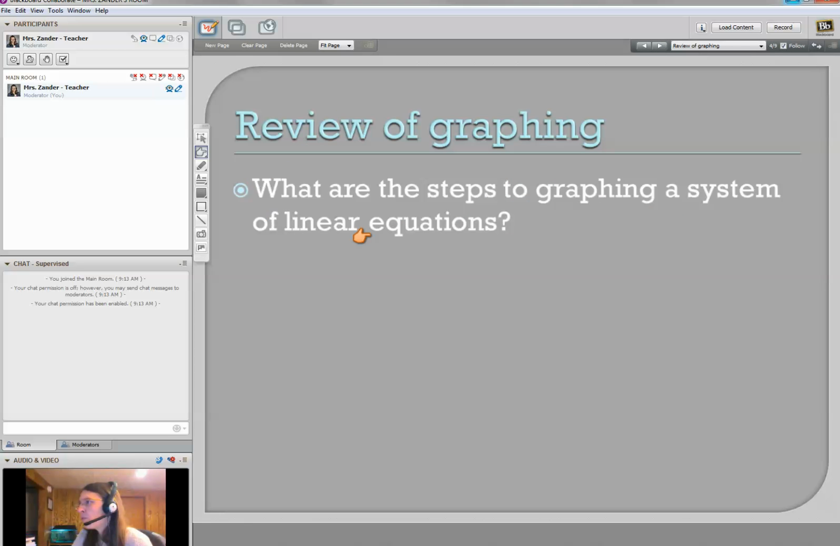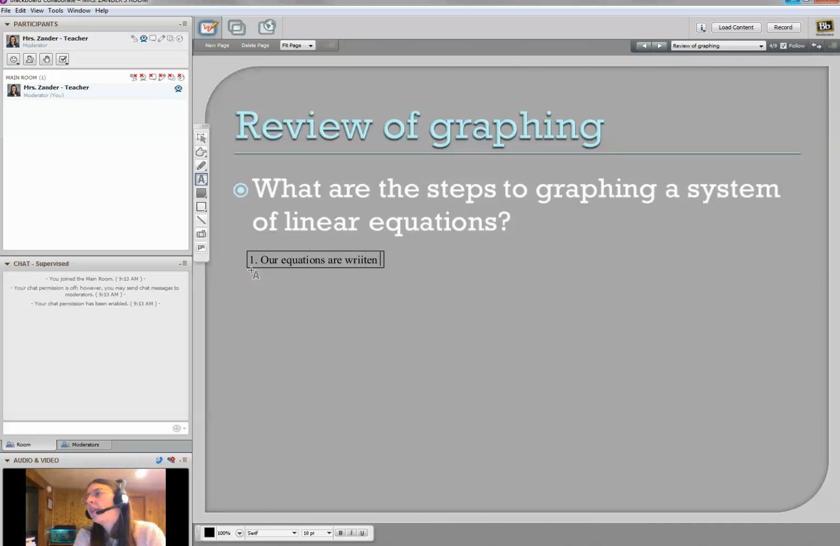So don't forget, for graphing, we do have steps that we follow, and they are: to graph, we want to make sure our equations are written in slope-intercept form. Okay? So slope-intercept form is y equals mx plus b. So basically you want to isolate your y variable. So you want to manipulate your equation so that you can solve for y.